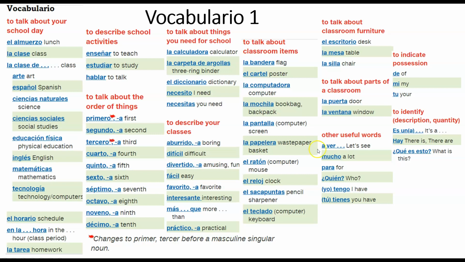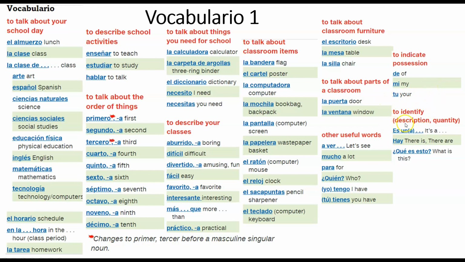A ver, let's see. Mucho. Para. Like, mi tarea es para la clase de español. My homework is for Spanish class. ¿Quién? Who? Yo tengo. I have. Tú tienes. You have. To indicate possession or belonging to or ownership, we use possessive words, right? De, right? Like, la mesa de Max, Max's table. Mi libro, my book. Tu libro, your book.